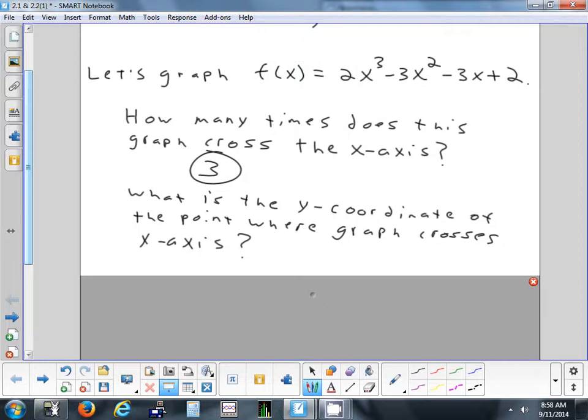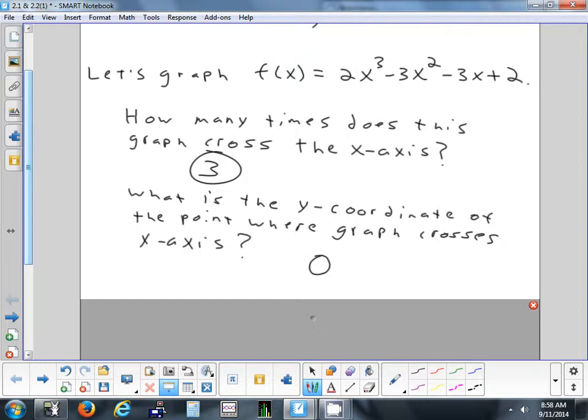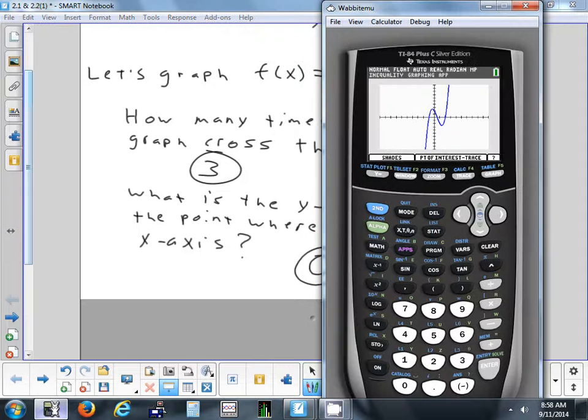What's the y-coordinate for every single point where it crosses the x-axis? It's 0. If you're crossing the x-axis, you're at a height of 0. So if we were to find, which we will a little later on, these zeros or these roots, they all have different x values, but they all have the same y value. Any questions on that?